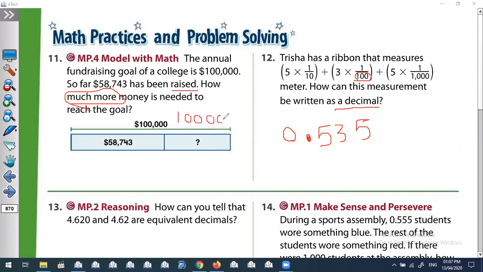100,000 minus 58,743. Start the other number from the right, like that. Put each digit under the other.